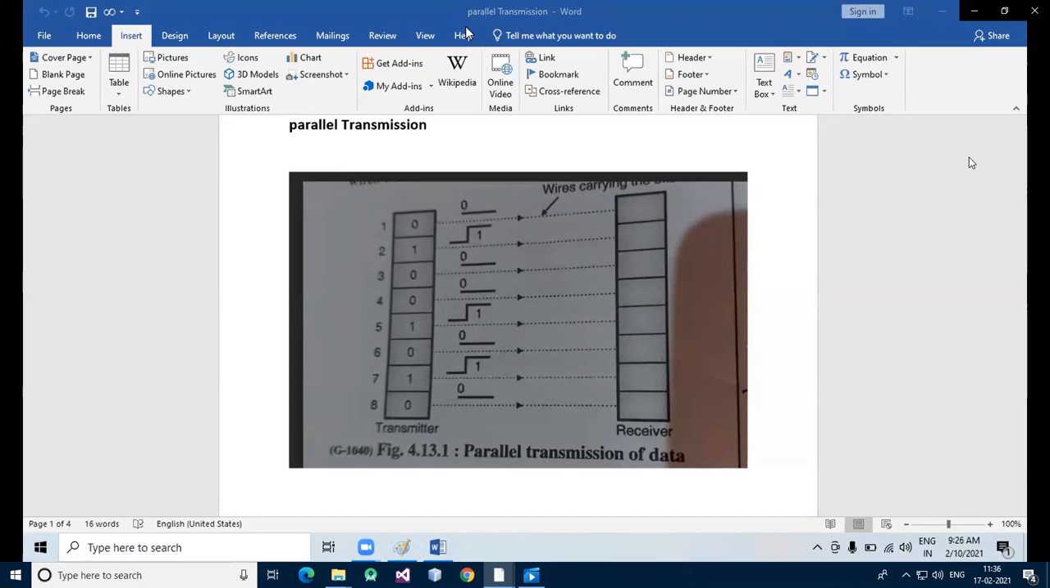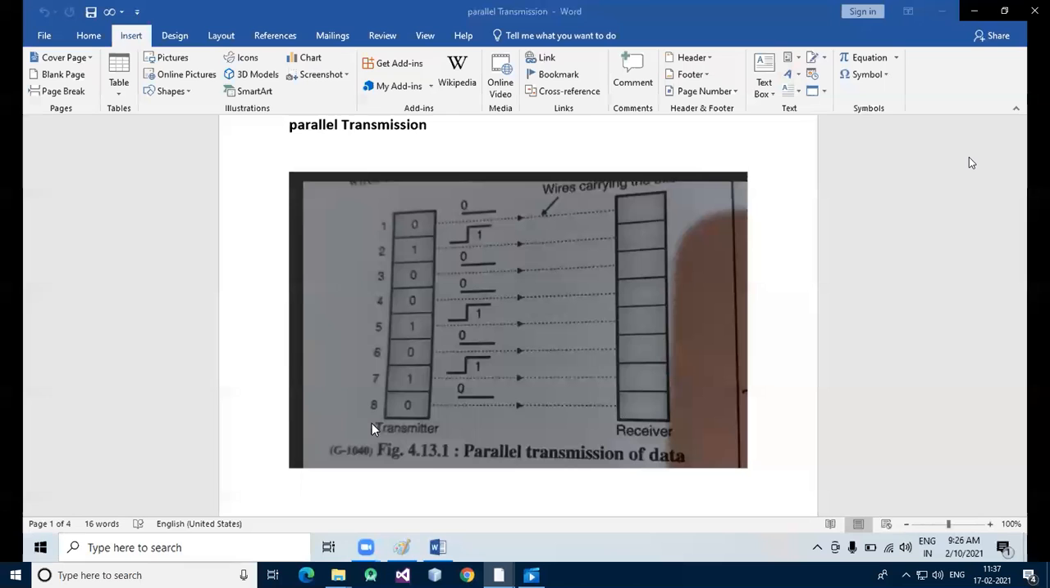So this figure shows the parallel transmission of 8 bits. The parallel transmission of 8-bit digital data will require 8 wires. So it is 8-bit, so it requires 8 wires here for connection between the transmitter and receiver.